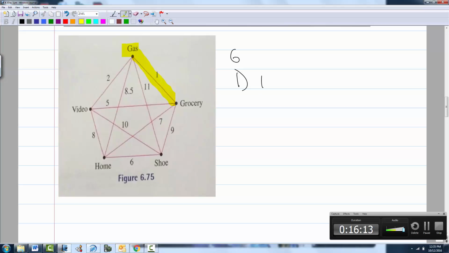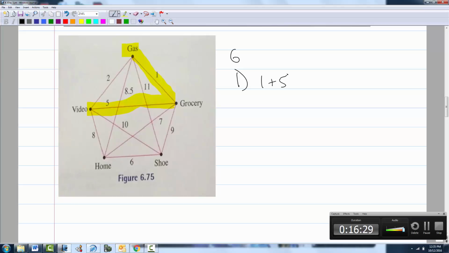So again, this is how this works. We have to go from the grocery store now to who? 5, 7, or 9? What's smaller? 5. So put a 5 there. These weights are miles. Less distance is better.